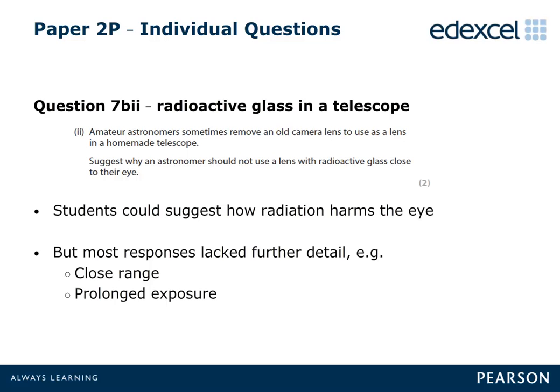An astronomer will place an eye close to the eyepiece and then remain in that position for a long time. Proximity and time of exposure both contribute to the risk.